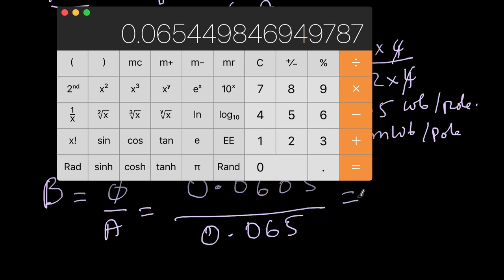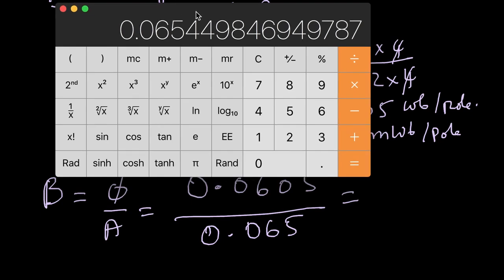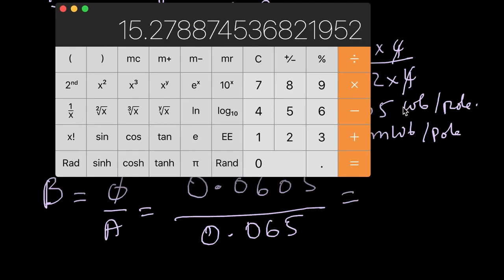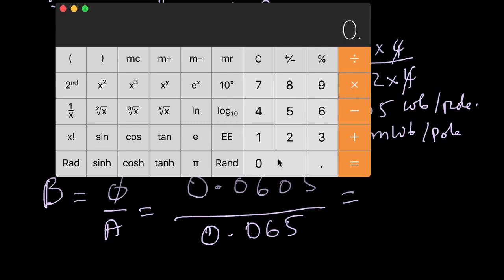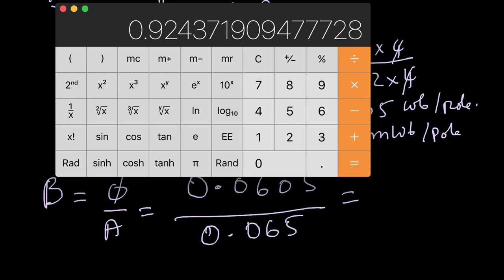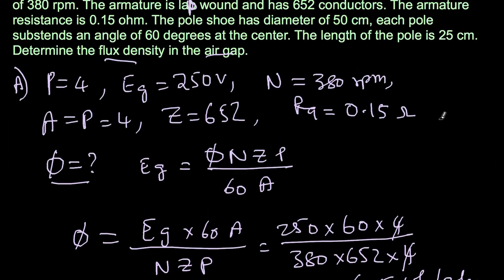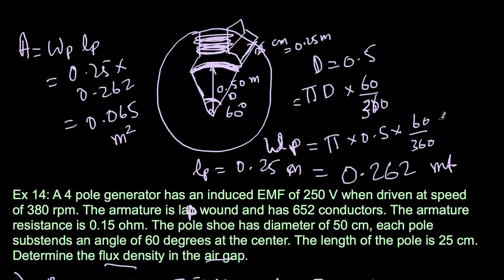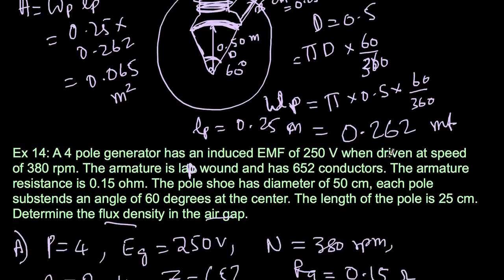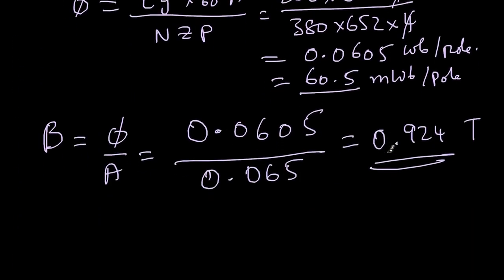So it might be slightly less than 1. So let's do that. I do the inverse of this, so 1 by x, and then multiply it with 0.0605. So I'm getting 0.924 Tesla. So this is the flux density of the pole. So this is a problem where it is slightly going into the construction of the machine. But then finally we got the answer. So this is the answer.